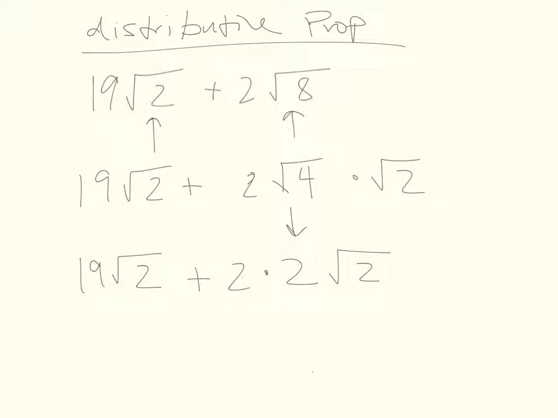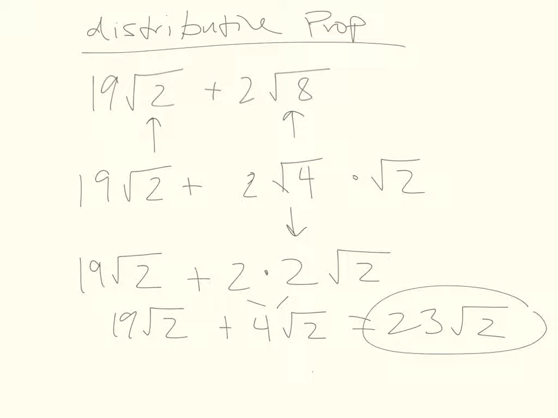So when I combine all this, we have 2 times 2 is 4. So we have 4 times the square root of 2 plus 19 times the square root of 2. So when we combine that last step, we get the 19 and 4 combining to be 23 times the square root of 2. So that's just a quick example of using the distributive property to factor this base of 8 that had the radical over it, or the square root symbol.